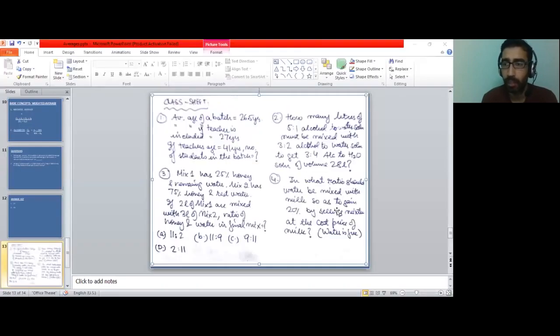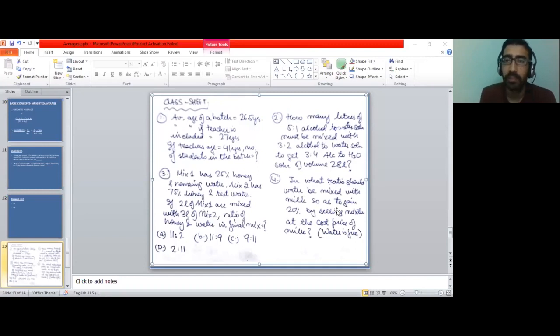Any problem with question 4, guys? Any problems with question 4? I want to discuss question 4 nevertheless. In what ratio should water be mixed with milk so as to gain 20% by selling the mixture at the cost price?